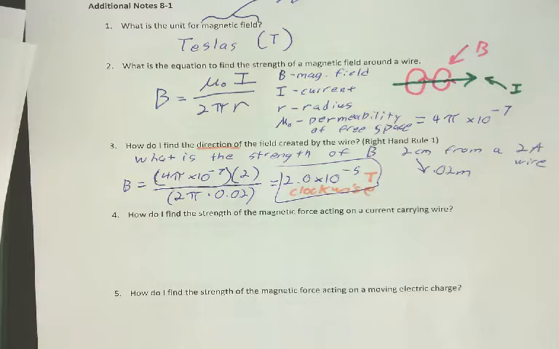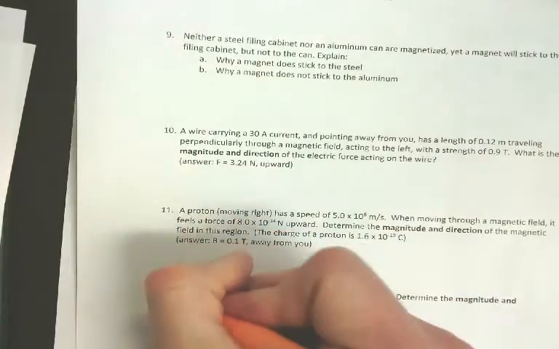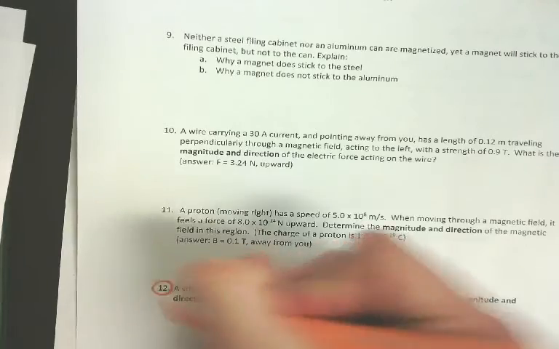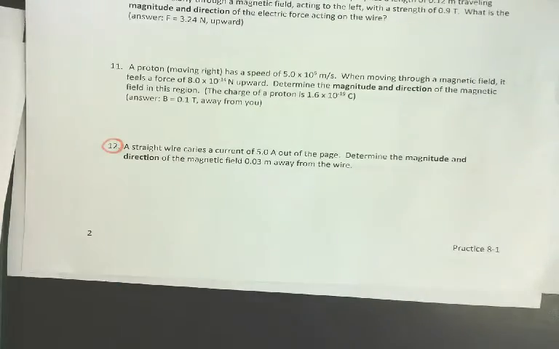All right, you got 5 minutes. Ooh, you got more than that. You got 7 minutes to do number 12. That's it. Just 12. A straight wire carries a current 0.5 amps out of the page. So stab yourself in the face with your finger. Well, with your thumb. Determine the magnitude and the direction of the field 0.03 meters away.